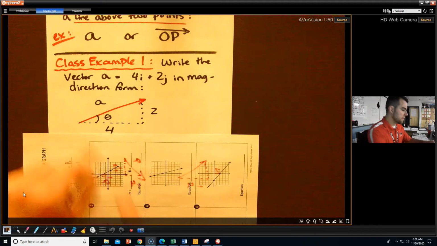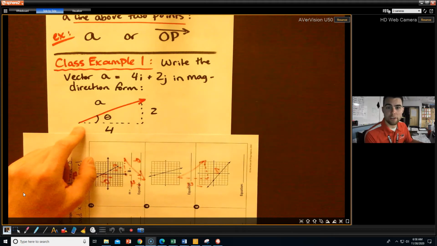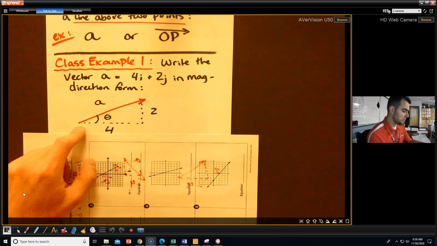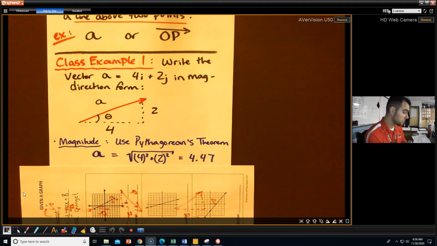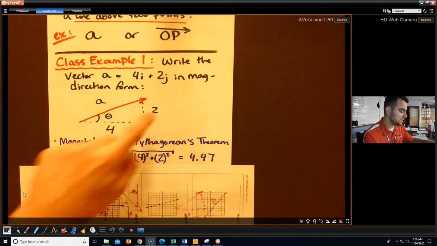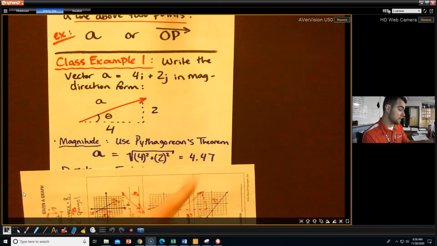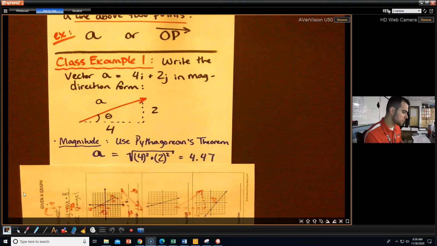So for magnitude, if I want to find the size of this guy, well, this kind of looks like a right triangle. If I wanted to find the hypotenuse, how could I do that with this right triangle? Well, I could use Pythagorean's theorem, right? And that's all you have to do to find the magnitude of any vector. You just take all the sides, square them, and take the square root of it, and you will get, apparently for this one, 4.47 for a magnitude.